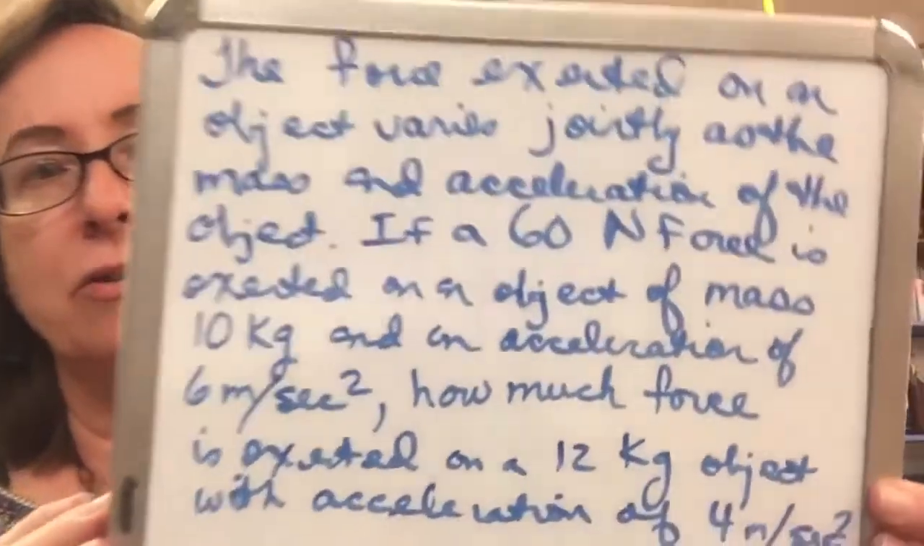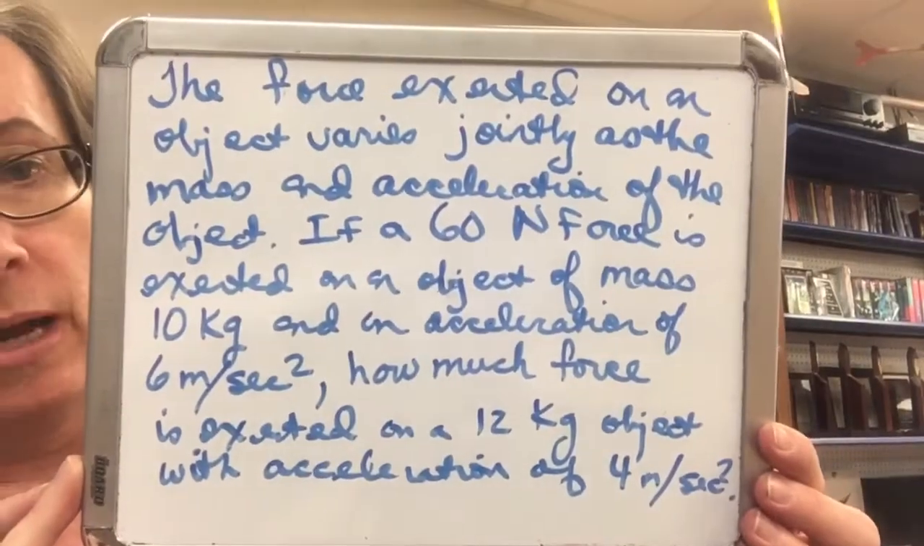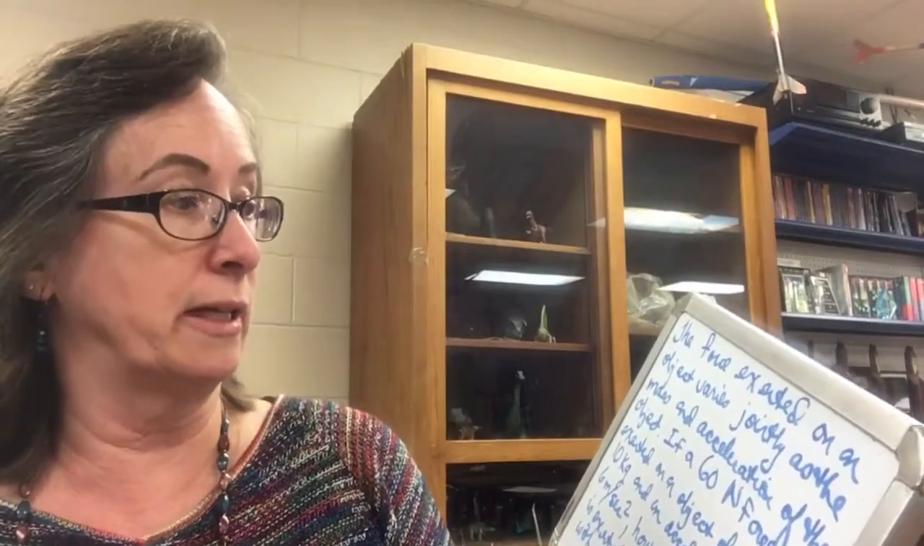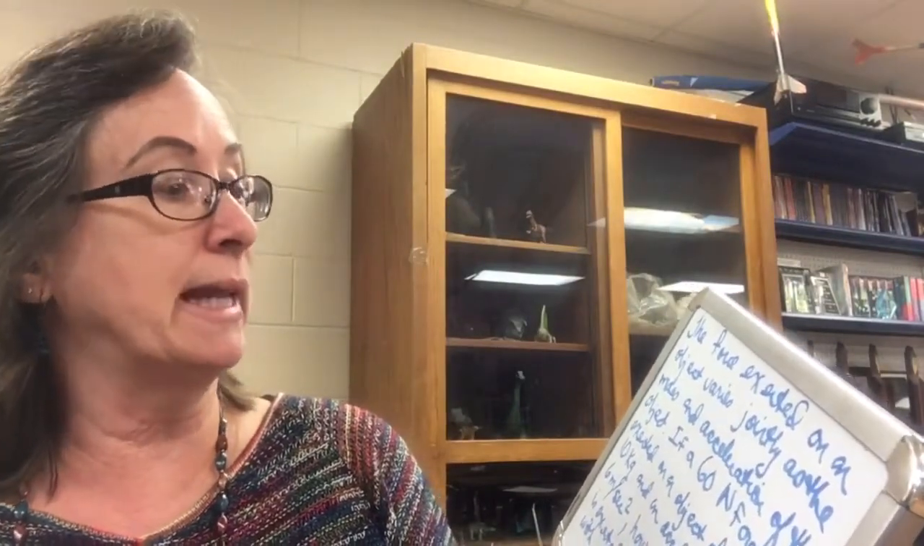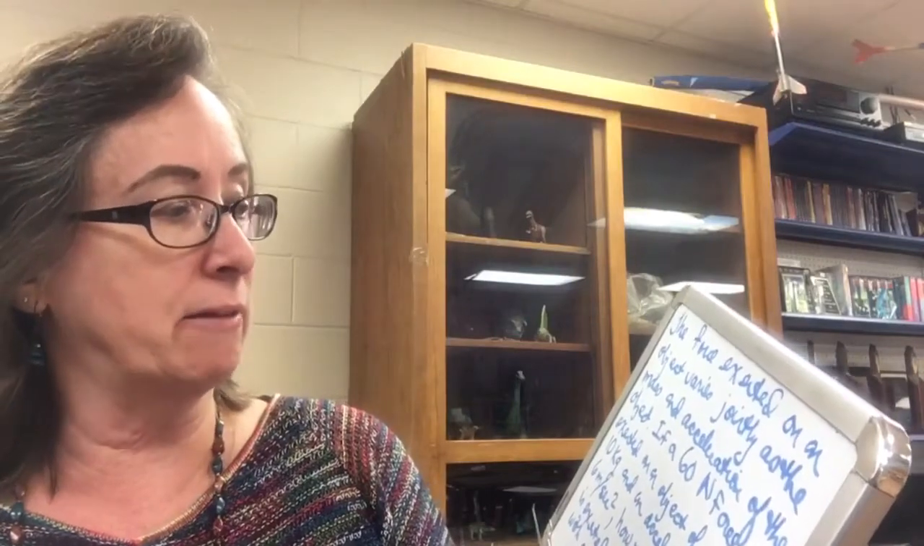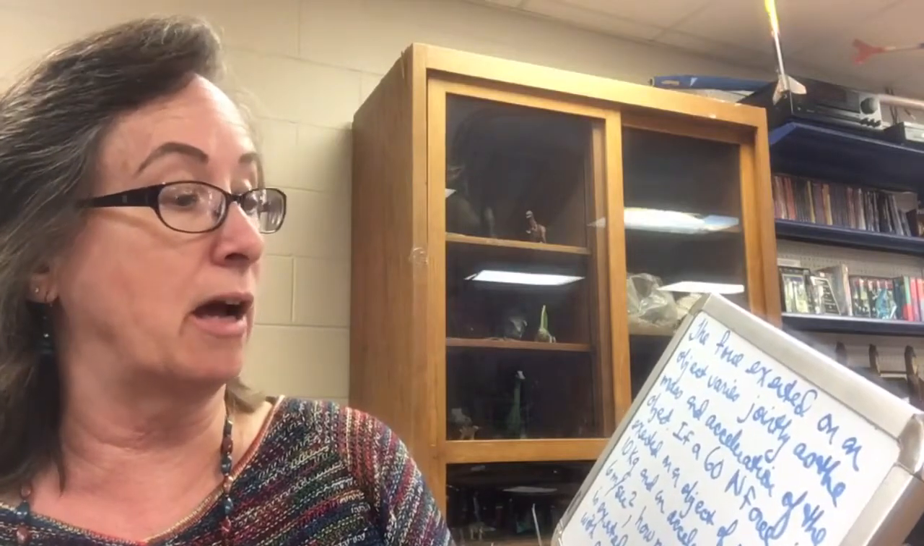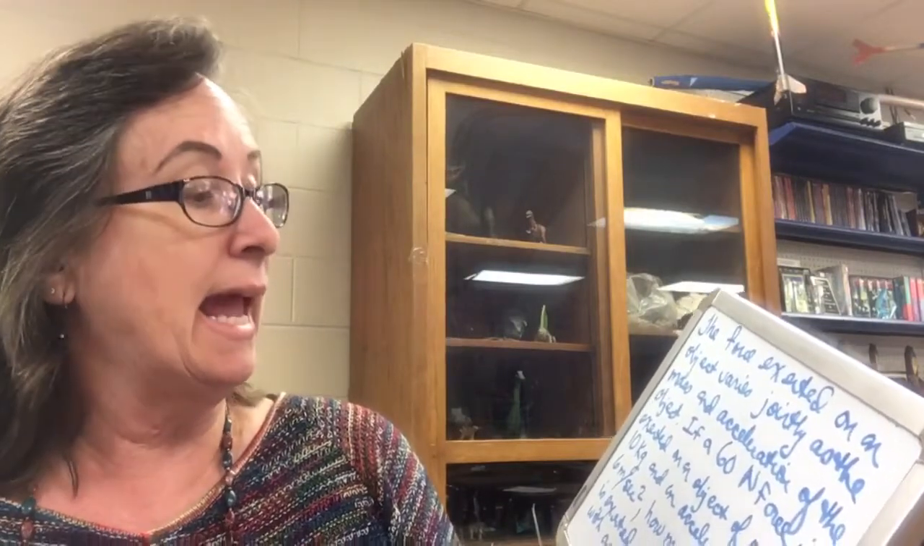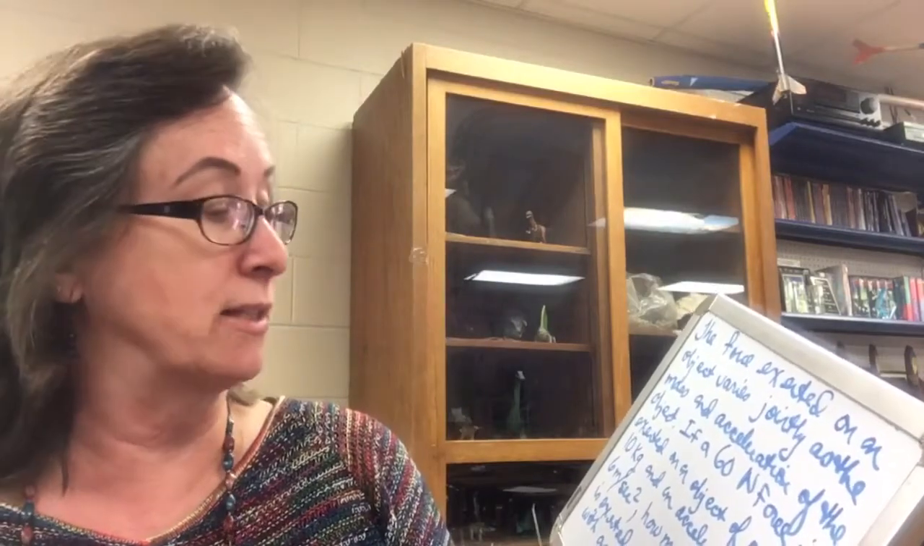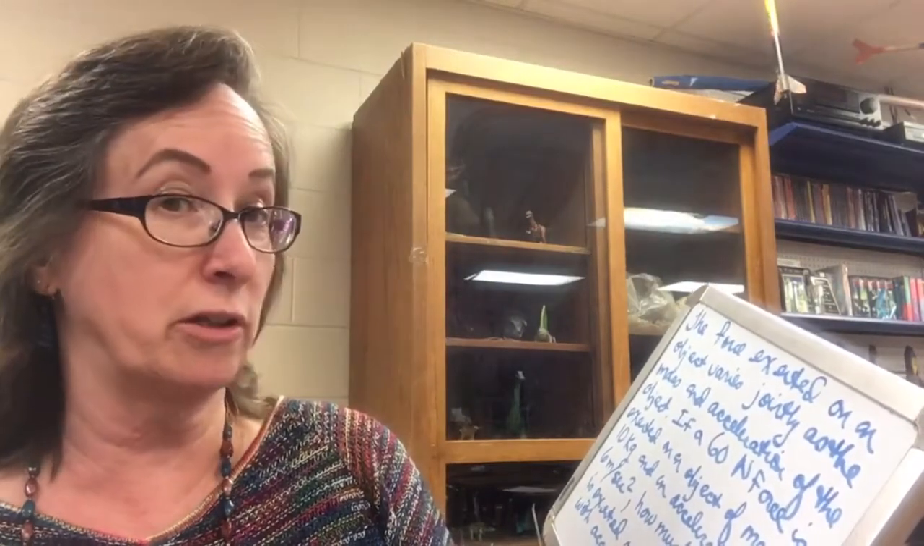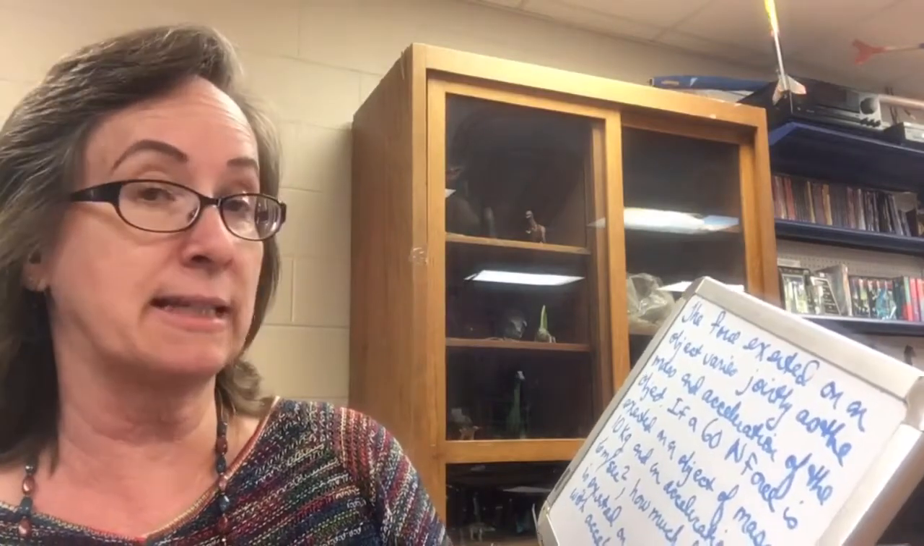Okay, so now this is a huge joint variation problem that I'm going to read to you. It says the force exerted on an object varies jointly as the mass and the acceleration of the object. If a 60 Newton force is exerted on an object of mass 10 kilograms and an acceleration of 6 meters per second squared, how much force is exerted on a 12 kilogram object with acceleration of 4 meters per second squared?